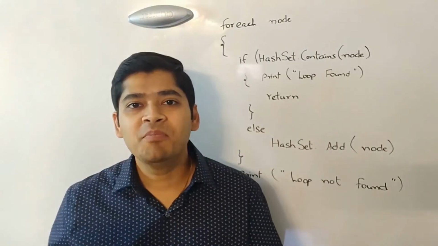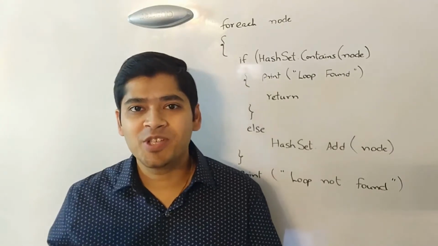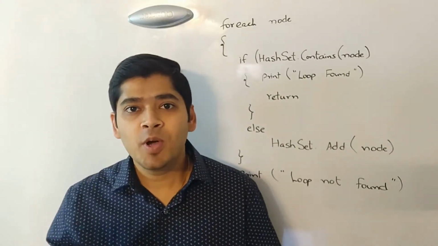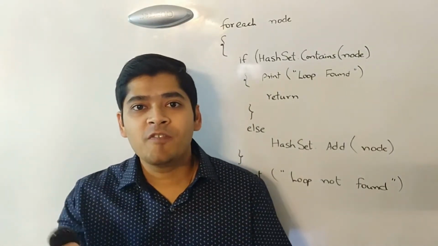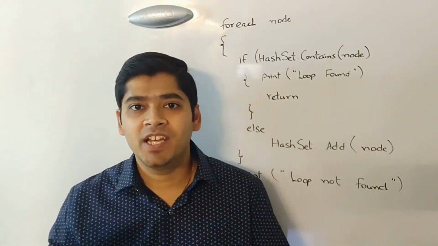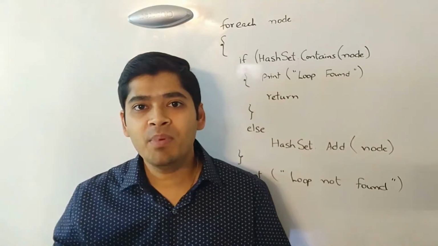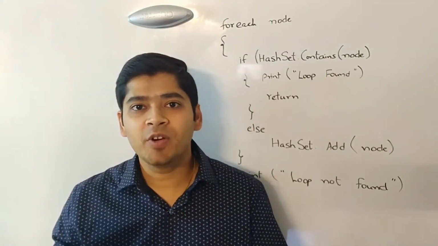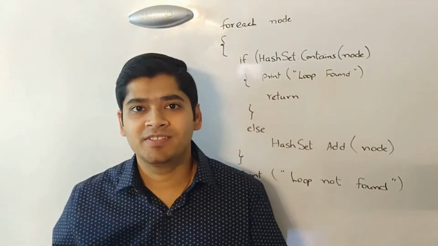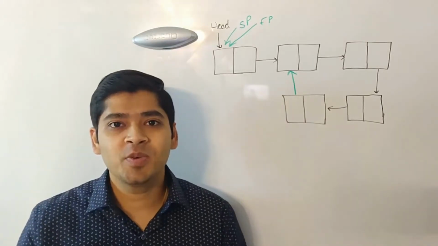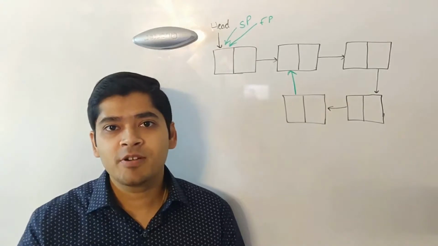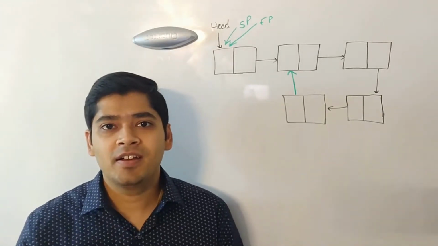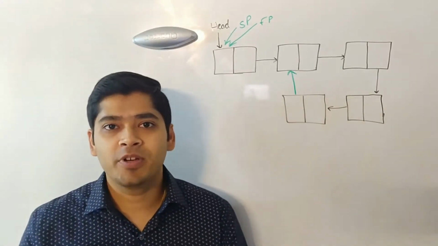The most optimal solution to this question is similar to another question that I have discussed before, called finding the middle element in the linked list. I'll be posting the link to that video in the video description. The solution is easy to understand. You have to use two pointers. One is called the slow pointer and the other is called the fast pointer.